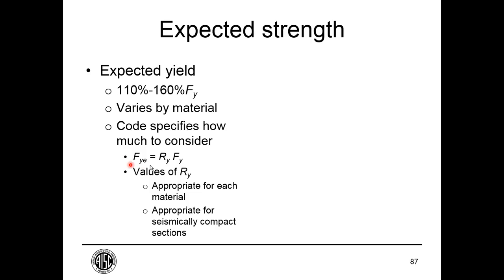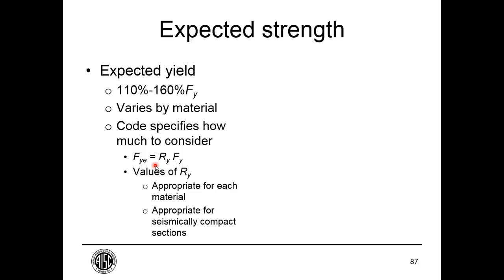So there's a quantity here, FYE. That is the expected yield strength of the material, defined as a factor RY times FY. So our A992 material has a specified minimum of 50 KSI and an RY factor of 1.1. So the FY expected for that material is 55 KSI. That's not the upper bound. The upper bound as defined for that material is 65 KSI. But on average, you will do fine assuming that it yields at 55 KSI.